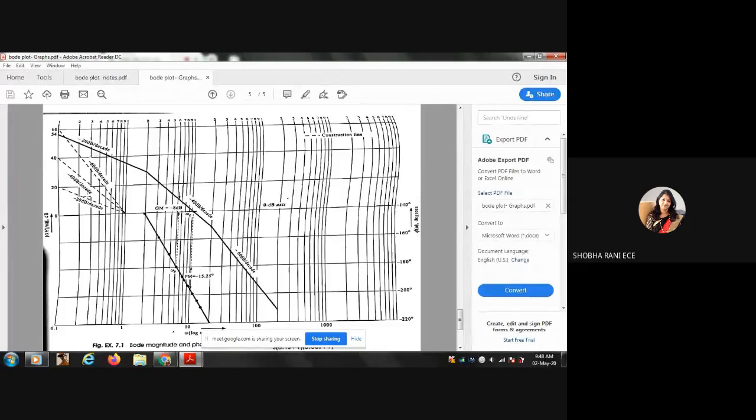For drawing that, you can use a sliding ruler. You can get it in the bookstore. You have something like a protractor, and along with it on the other side, you have a slider.